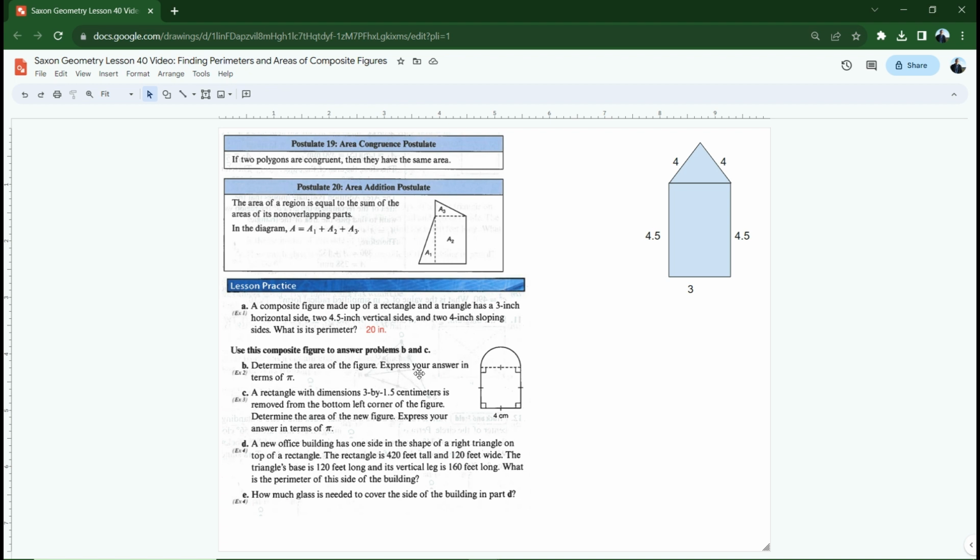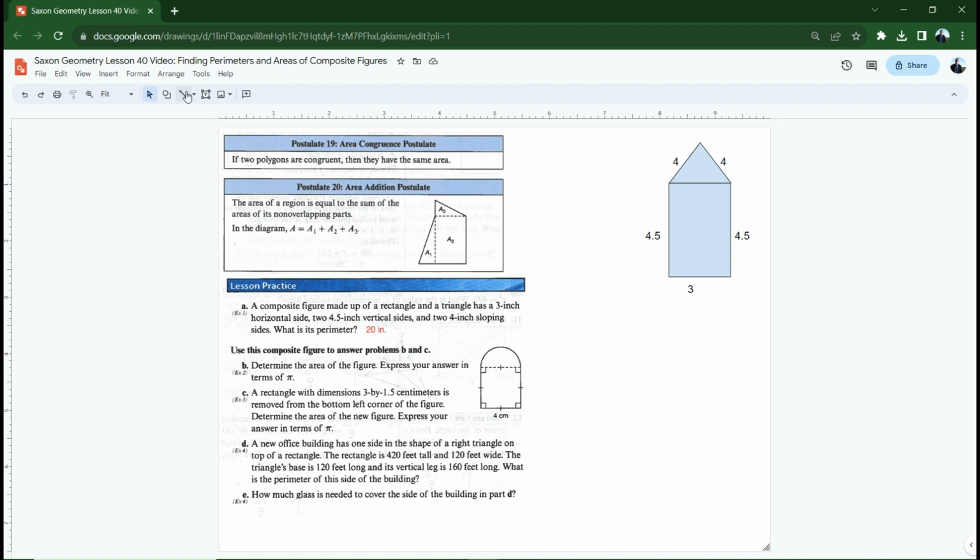Determine the area of the figure. Express your answer in terms of pi. So I'm not going to simplify pi. I'm not going to approximate pi to 3.14. I'm going to leave it as pi. All right, and this is my figure. I notice this is a square because of all the way it's marked up, 4 right angles and 4 congruent sides, square. And then I have a half circle, a semicircle.